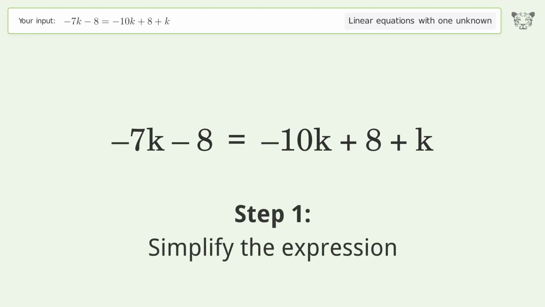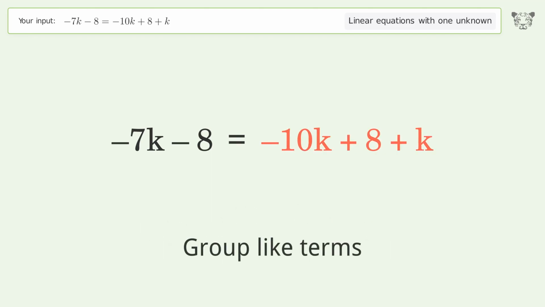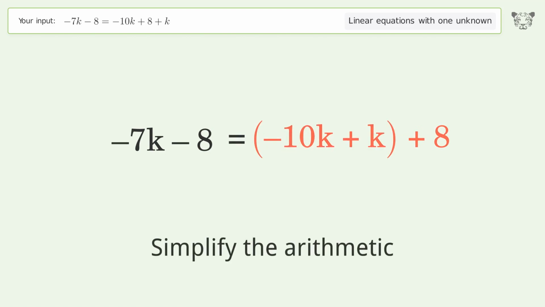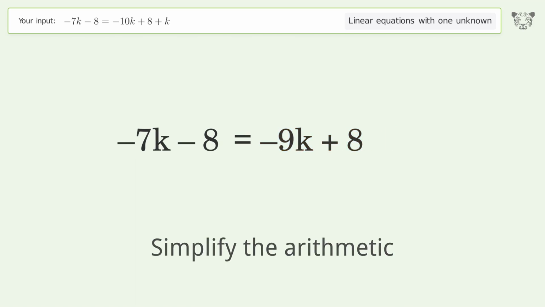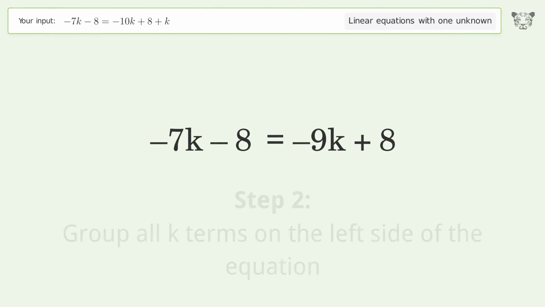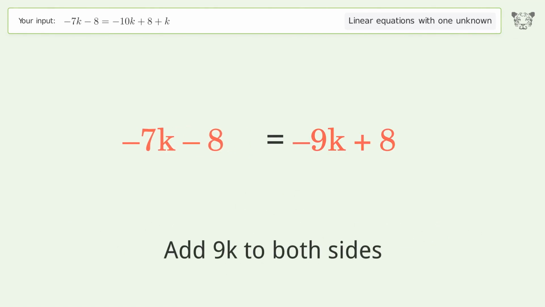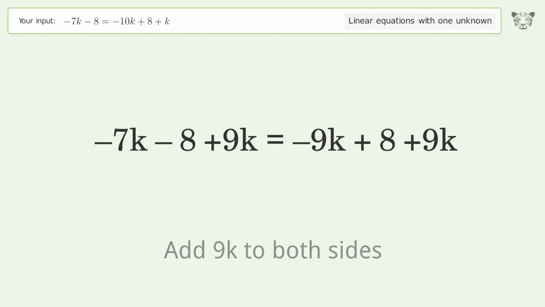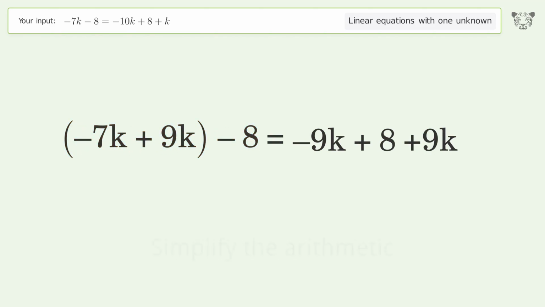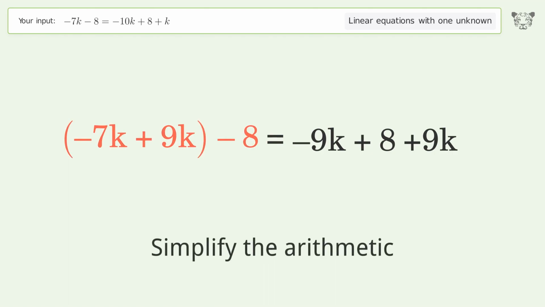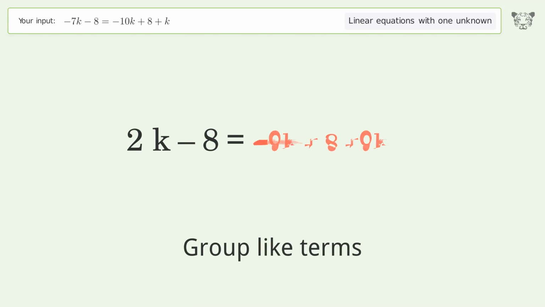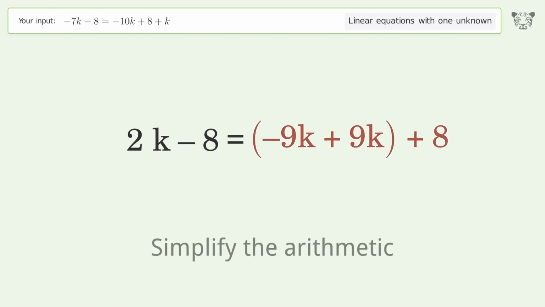Simplify the expression. Group like terms. Simplify the arithmetic. Group all k terms on the left side of the equation. Add 9k to both sides. Group like terms. Simplify the arithmetic. Group like terms. Simplify the arithmetic.